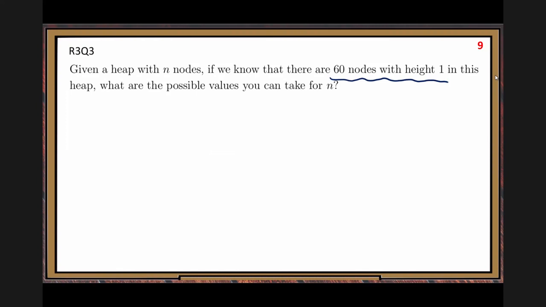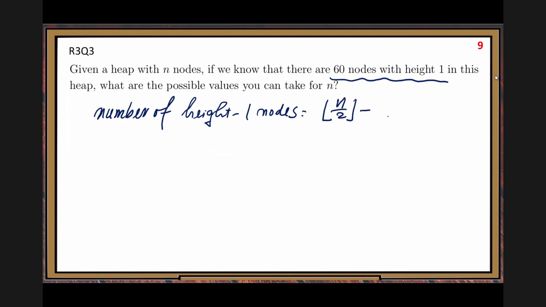because we need to represent the number of nodes with height 1, you need to know the formula for the number of height 1 nodes. Okay, all right. N over 2 floor function minus N over 4 floor function, right?